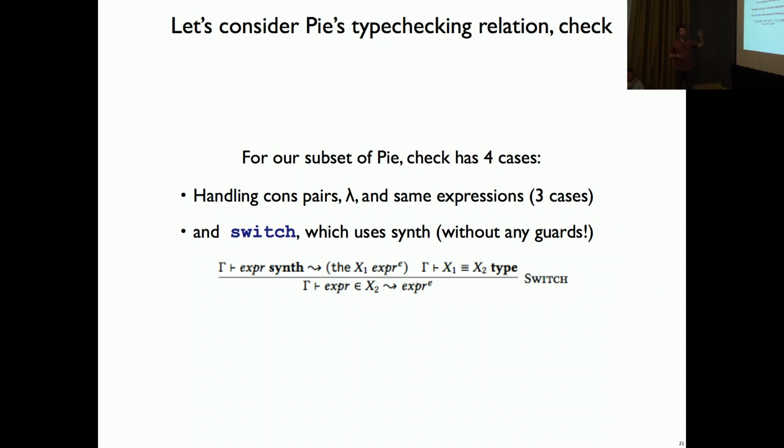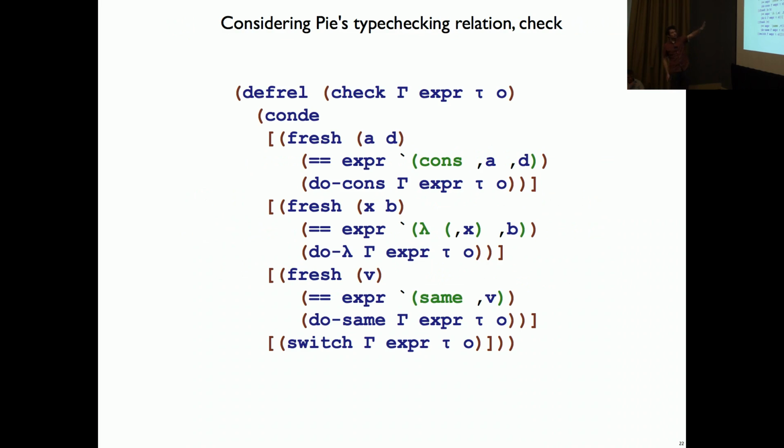It helps shorten the code for check a lot, and makes the lives of someone trying to implement all the inference rules a lot easier. But since there's no guard on xper, two extra recursive relations are called at every call. We really don't want to do this all the time if we don't have to. The way check will look as a defrel is we have these 4 cases. 3 of them start with a pattern match, which will cut off the extra work if the guard is not matched. But then switch is just hanging out, ready to be called by anybody.